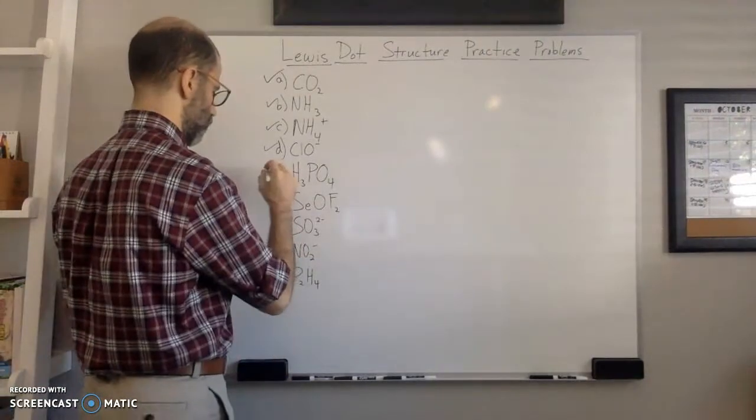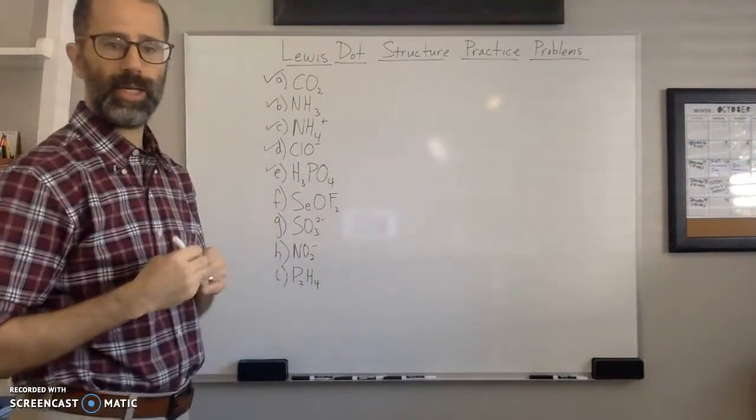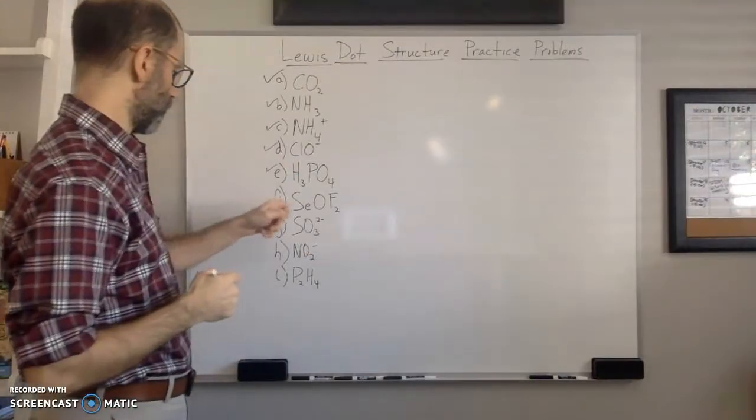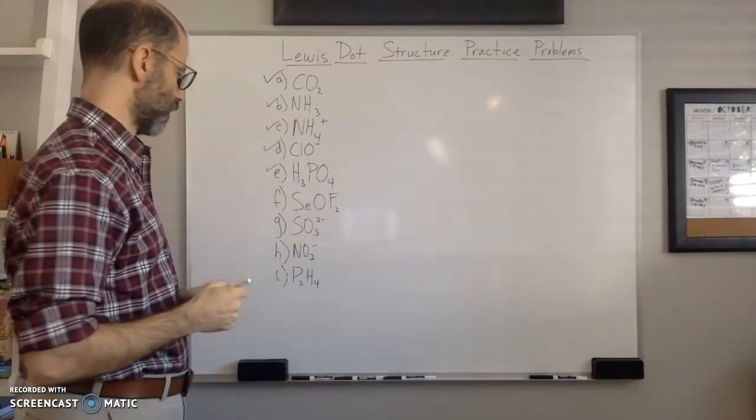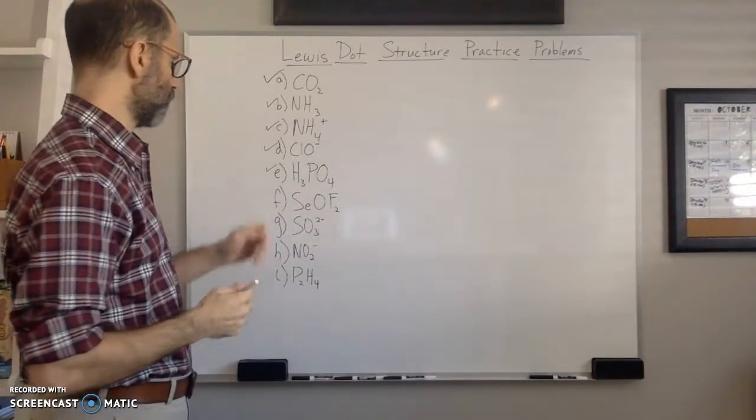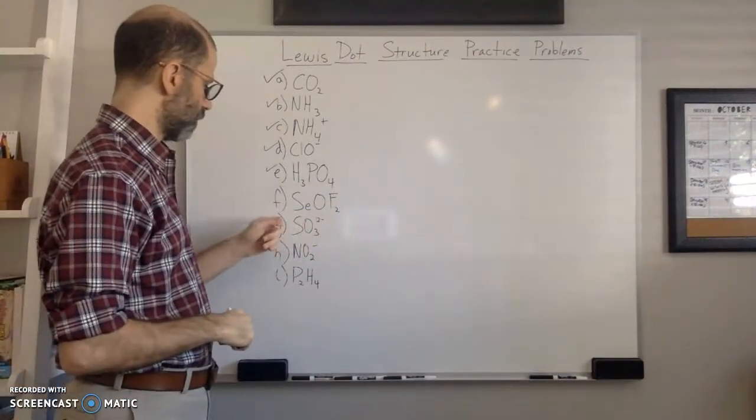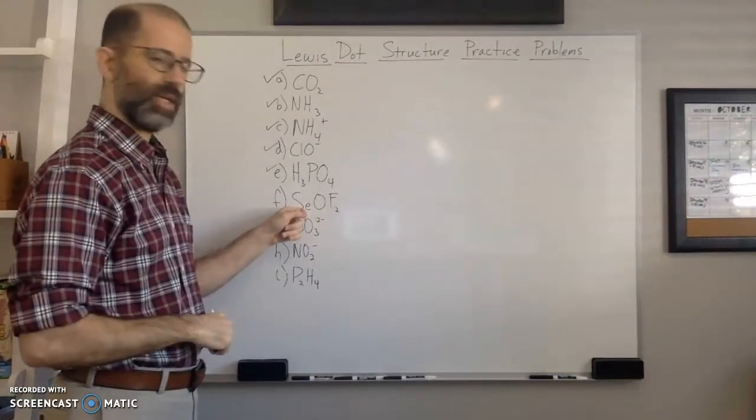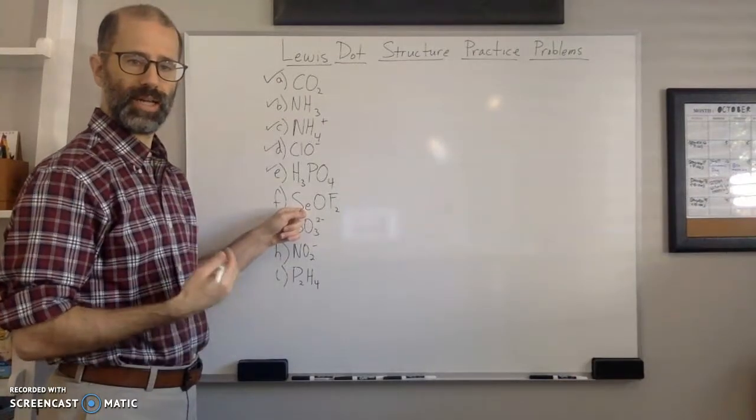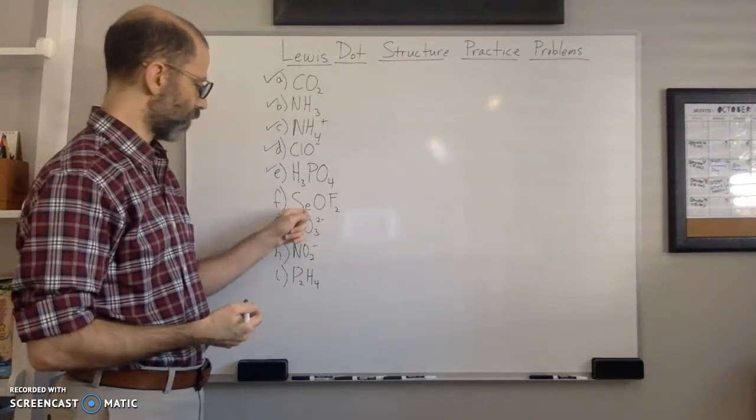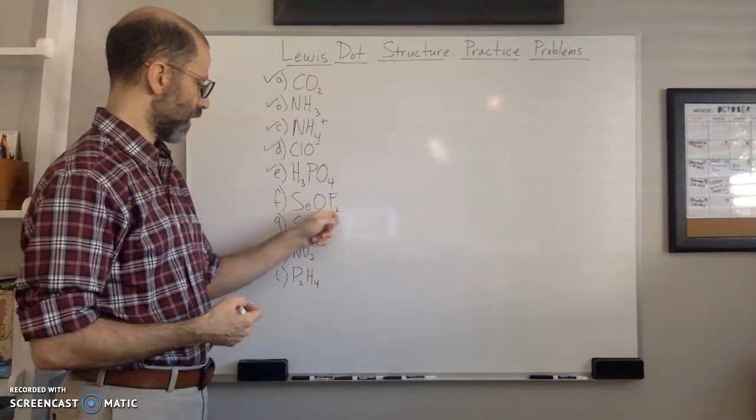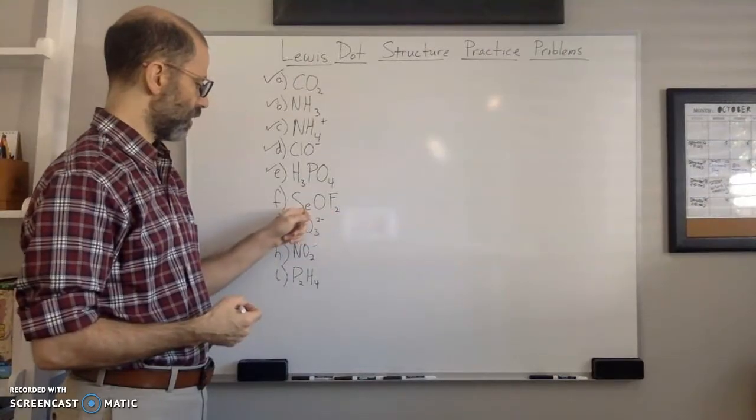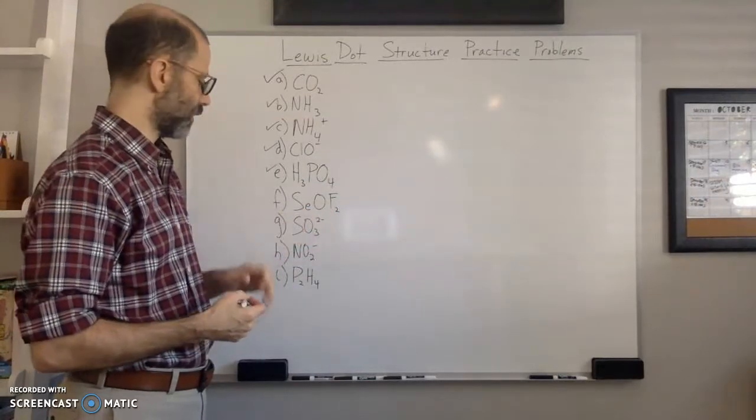Okay, so that was phosphoric acid. What about this one here? We have selenium, oxygen, and fluorine. Of these 3, selenium is going to be the less electronegative atom. It's the one written first. And so this oxygen and 2 fluorines are going to be bonded to selenium.